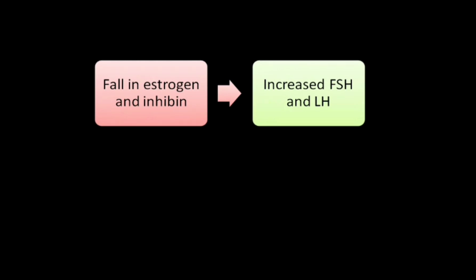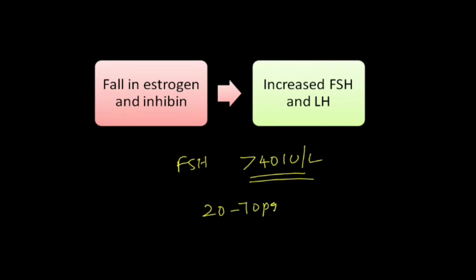Now, here you need to remember two important values. The first one is FSH level. When it is more than 40 international units per liter, it is diagnostic of menopause. And similarly, your serum estrogen level. When it is between 20 to 70 picograms per ml, it is going to be safe. But when it is less than 20 picograms per ml, then that woman is more likely to develop cardiovascular diseases and osteoporosis and all that. So, the estrogen level has to be between 20 to 70 so that the woman is safe.